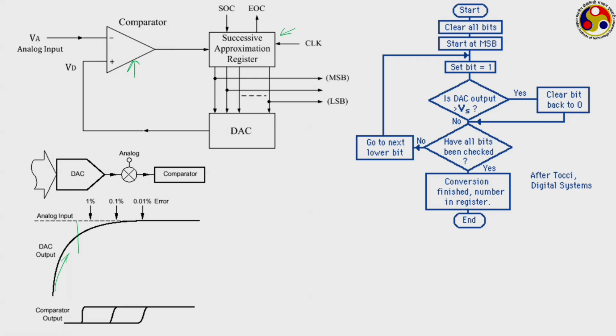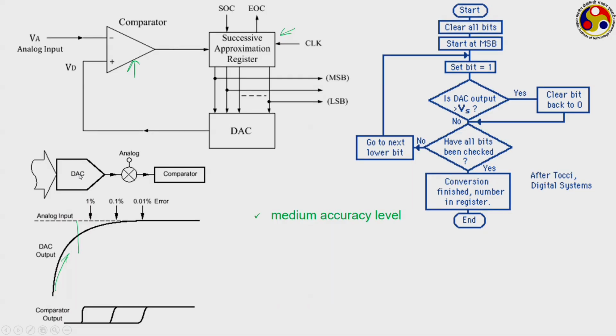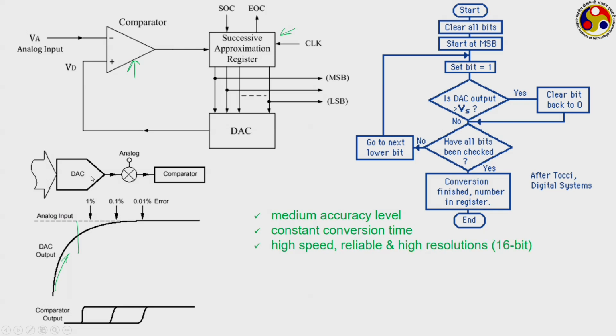Depending on how many bits you have, we know the number of times we have to compare, and accordingly the total time required for conversion is fixed. It has a medium accuracy level, depending on its own resolution, but the constant conversion time is the biggest advantage. It is a high speed, reliable and high resolution device, which can go up to 16 bit, probably the highest among all the ADCs. It also consumes low power and cost. It is a good trade off with the speed.